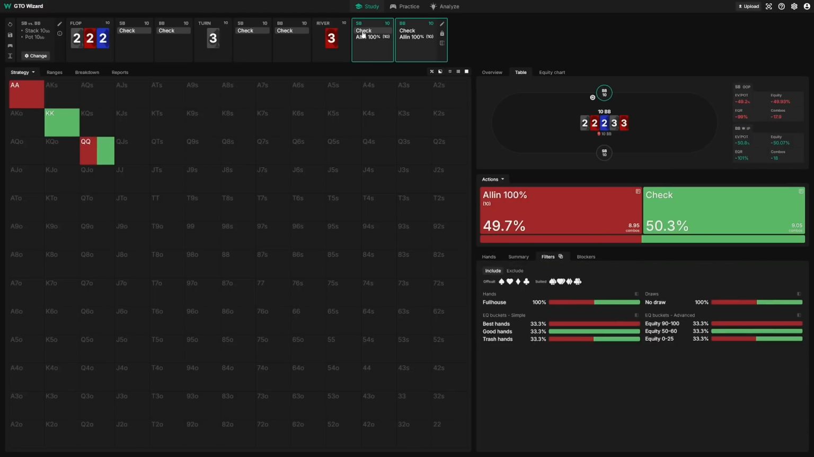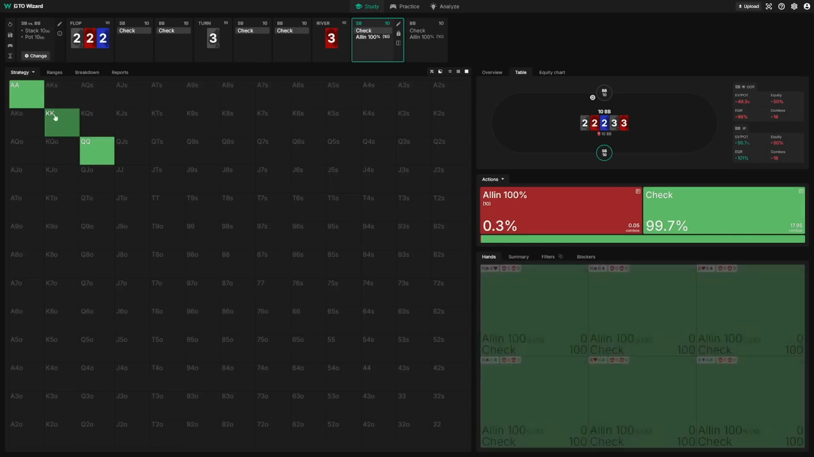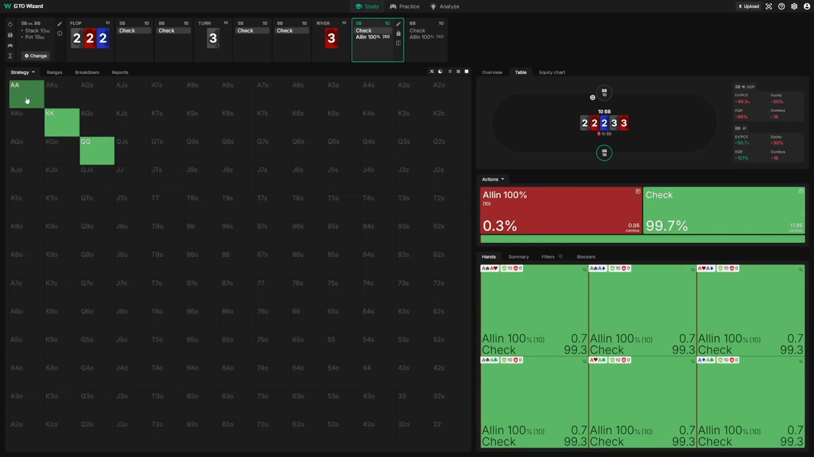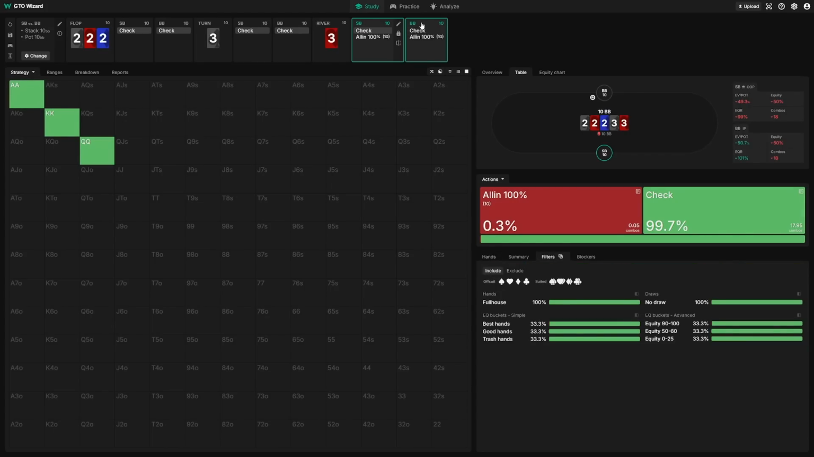Now, question to you, what would happen if in this spot we got rid of our kings and our queens and we only had aces? And at the same time, what would happen if big blind didn't react, if they were static, didn't change their strategy to adapt to the fact that we're now more nutted?